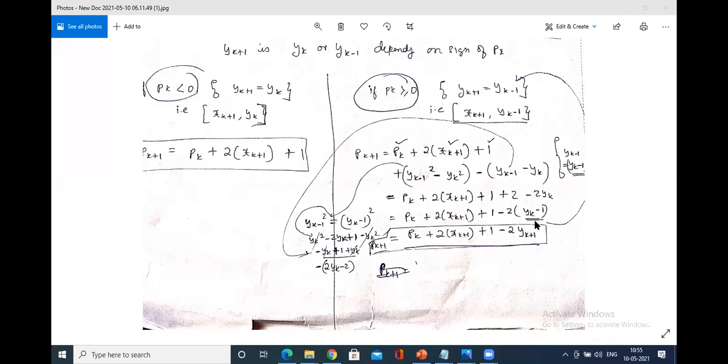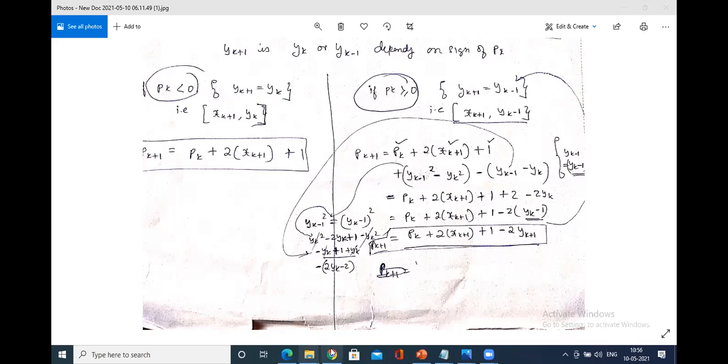Again, coming back to pk plus 2 into xk plus 1, plus 1, minus 2 into yk minus 1. Yk minus 1 will be the subscript of the next intercept. The next intercept will be written logically as yk plus 1. What will be the next value of yk? So this will be treated as yk subscript plus 1. So yk plus 1 will be equivalent to yk minus 1. So this has been replaced logically.